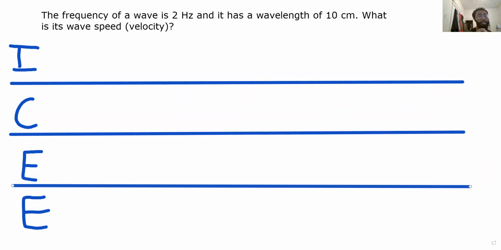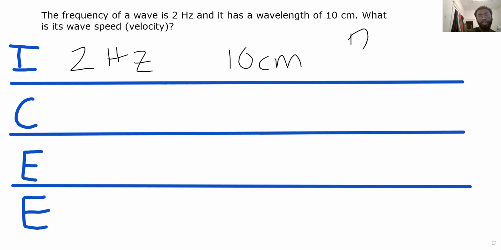So again, the ICE method stands for identify, categorize, equate, and evaluate. So I'm going to identify the measurements mentioned in this problem. That is 2 hertz. Okay, so we have 2 hertz. That was one of the measurements. We also have 10 centimeters. All right, and the problem is asking us a question. So I always want to put a question mark right there because we want to identify what we're looking for. So we just identify all of the measurements in the problem.